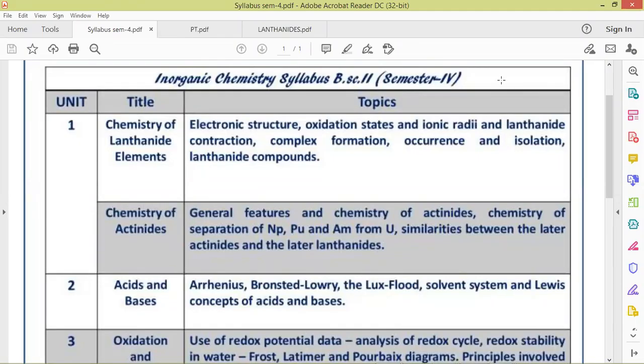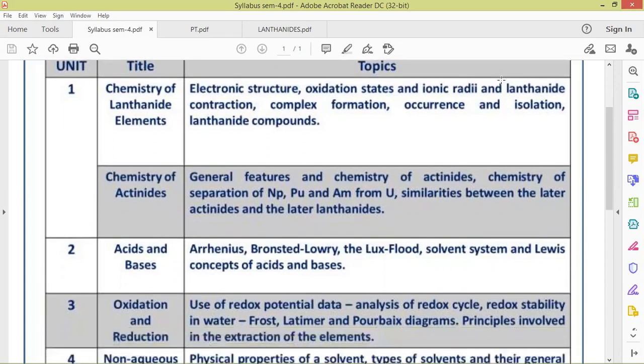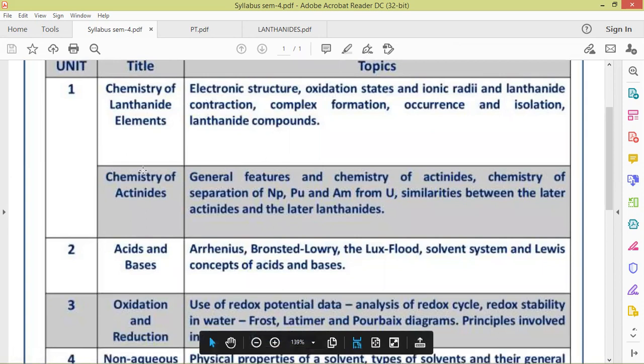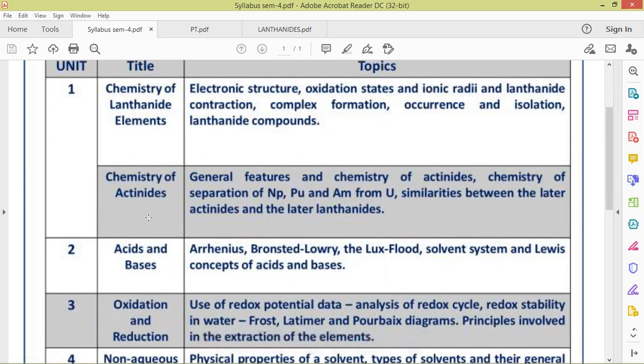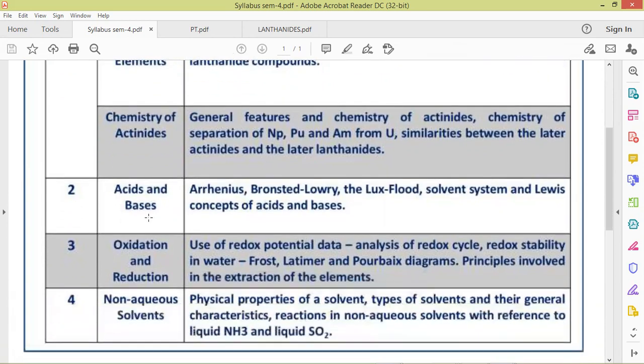So with this video, we are starting with your semester 4, that is BSc second year semester 4 inorganic chemistry syllabus. This course is divided into 4 units. The first unit is further divided into 2 parts, that is chemistry of lanthanide elements and chemistry of actinide elements. Second unit is acids and bases, third unit is oxidation and reduction, and fourth is known as solvents.